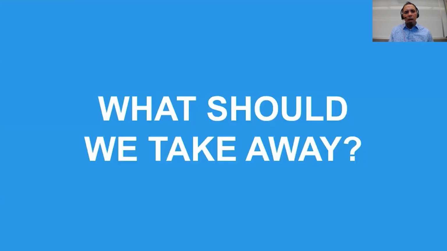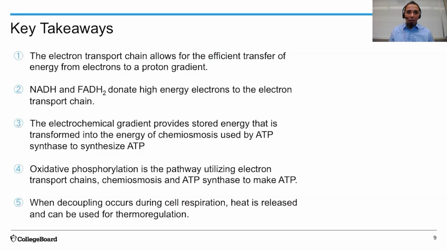So what should we take away? Key takeaways, there's a lot here. So one, the electron transport chain allows for efficient transfer of energy from electrons to proton gradient. So again, that efficient transfer. Our carrier molecules, NADH and FADH2, donate these electrons to the electron transport chain. And then by donating these electrons, they help the electrochemical gradient provide stored energy that is transformed by chemiosmosis, used by ATP synthase to synthesize ATP.